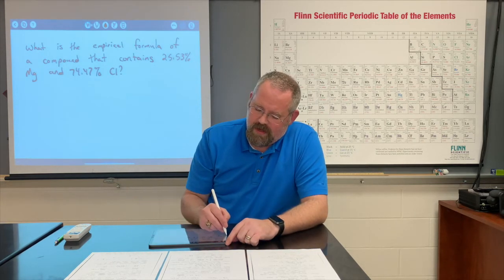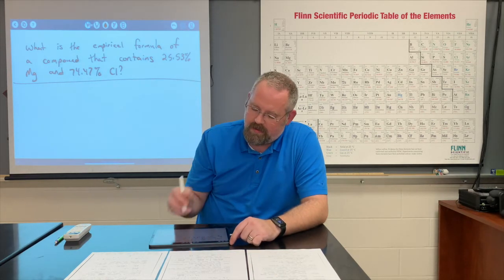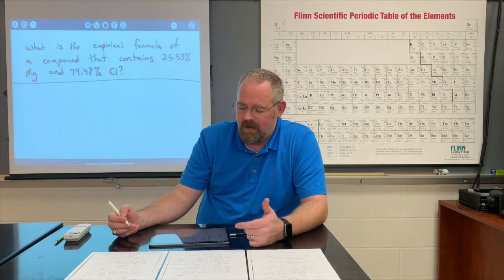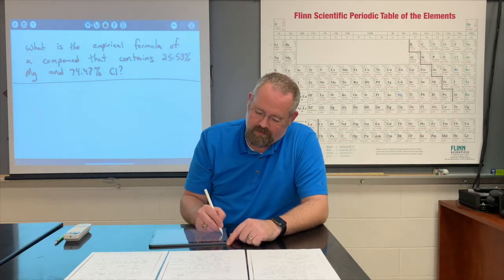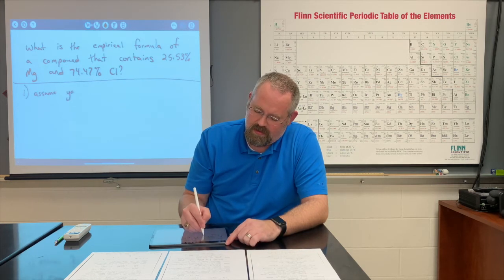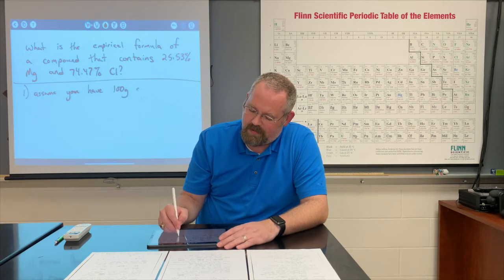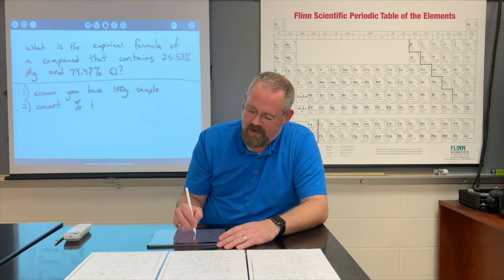Well, we need to make kind of a checklist here. We're going to assume a couple of things. First of all, look at 74 and 25. These two numbers are going to equal 100. So first thing, assume you have a 100 gram sample. Then, second, convert percent to grams.